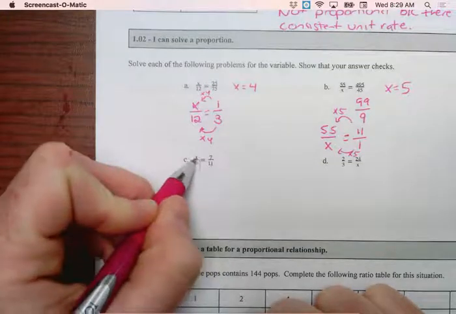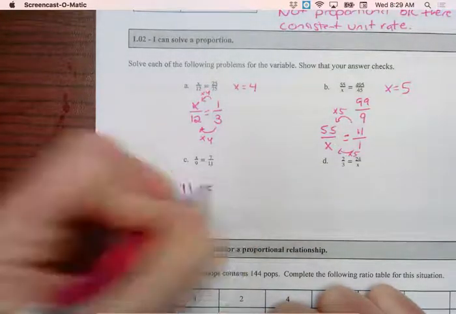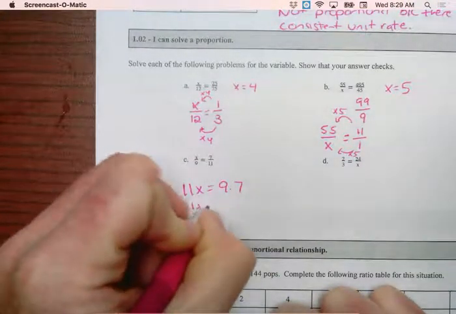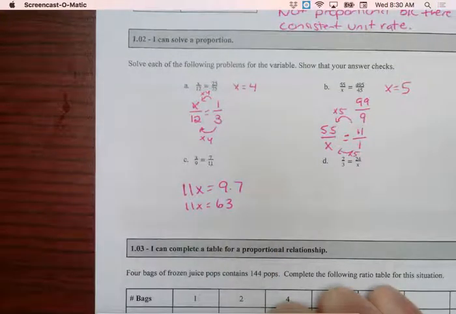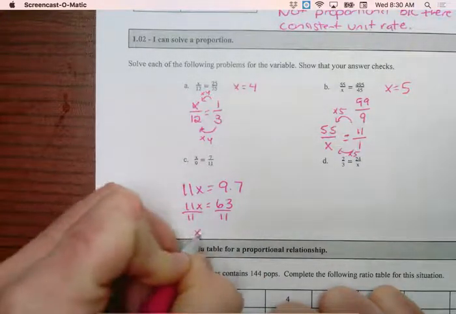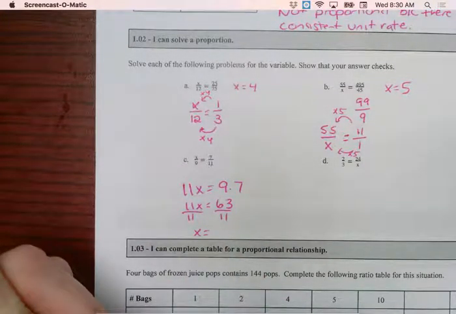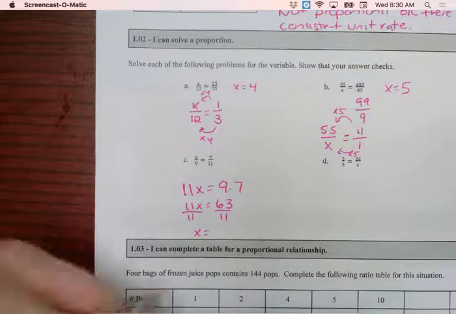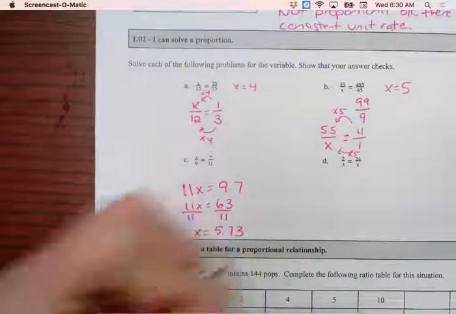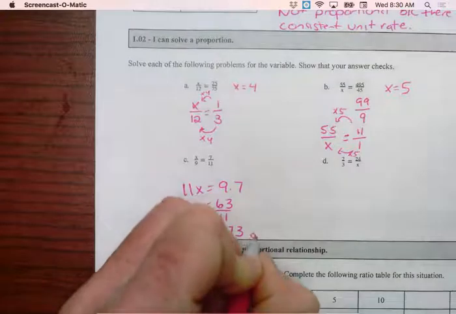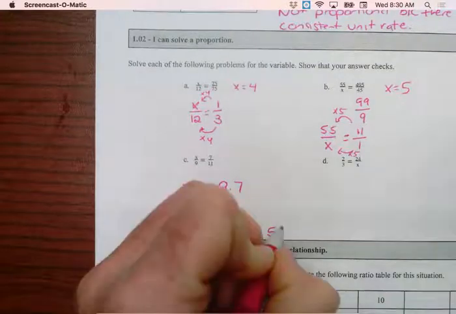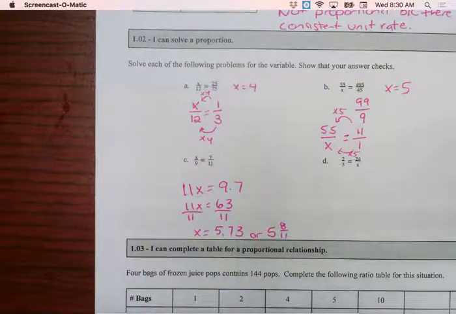So 11 times x is equal to 9 times 7. So 11x is equal to 63. Now I divide by 11, and I get x is equal to 63 divided by 11, which is 5.72727272. So I'll just round that off to 5.73. Or we could leave it as 11 goes into 63 5 times with 8 left over. Either one of those is a fine answer.